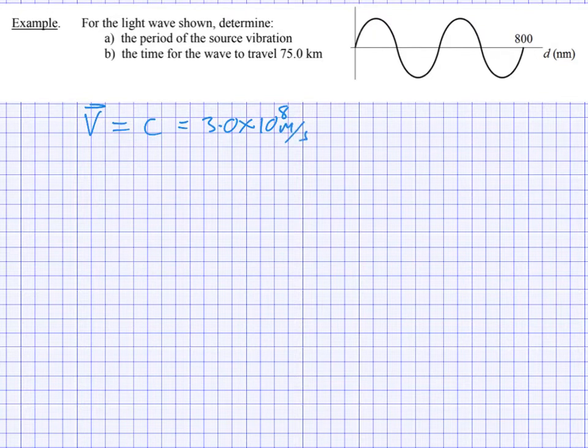Here we have a little image of a transverse wave, or a sinusoidal wave, if you want to call it that, traveling along a distance. We have to imagine this as being an oscillating wave, and if we were to follow one of the peaks, it would move along this distance here, which is given in nanometers. And we're asked to find the period of the source vibration.